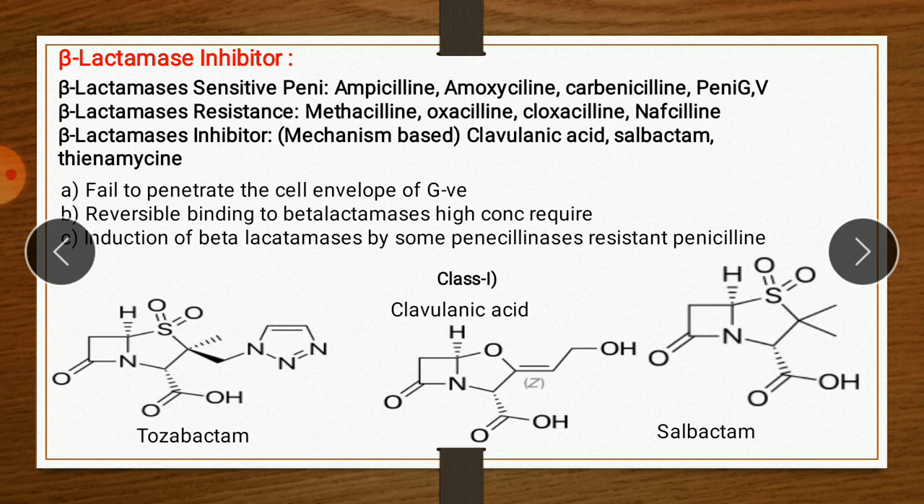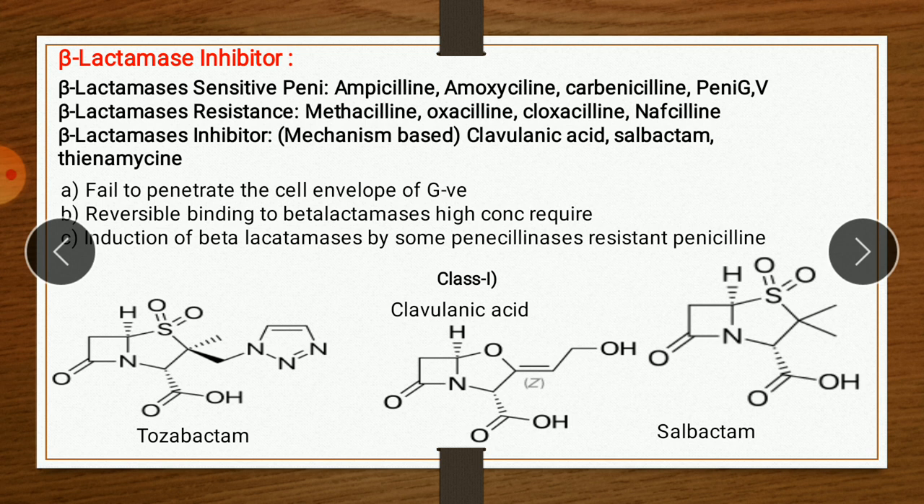Now the third one, that is beta-lactamase inhibitor, also called mechanism-based inhibitor. These are the drugs which attack the beta-lactamase and block it for a longer period of time. Examples are clavulanic acid, sulbactam and thienamycin. So here there are three types: beta-lactamase sensitive, beta-lactamase resistant, beta-lactamase inhibitor.